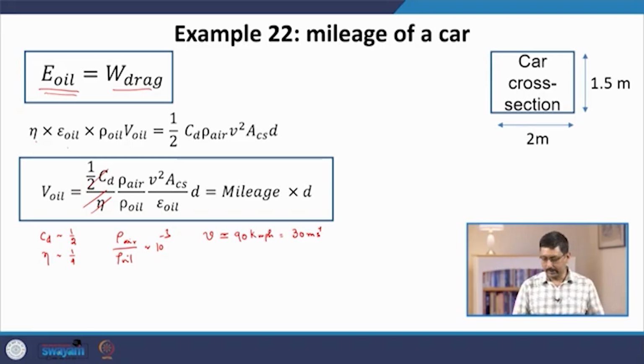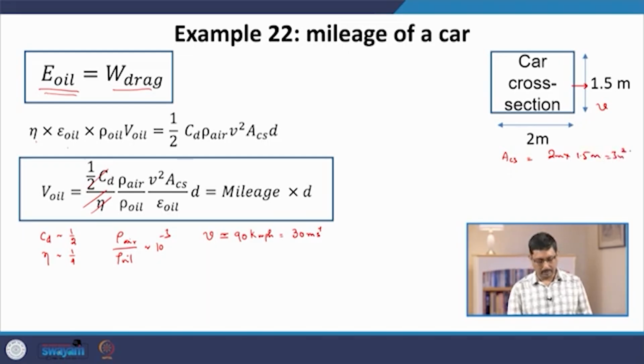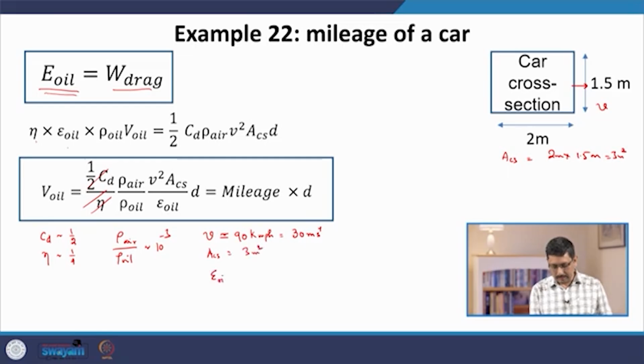Now, what about the cross section? For a typical car, here is a very schematic picture. For us the car is nothing but a box which is moving in this direction with some speed v. Let us assume its width is about 1.5 meter and its height is about 2 meter. Then the cross section is going to be about 3 square meter, and the energy density we have just estimated to be about 40 megajoule per kg.